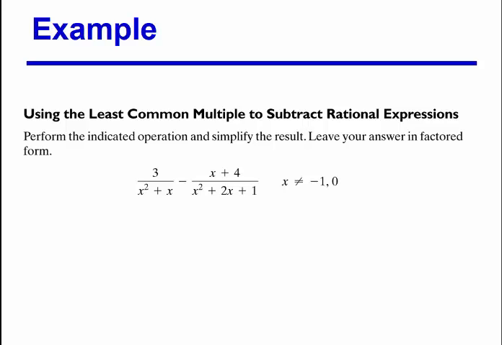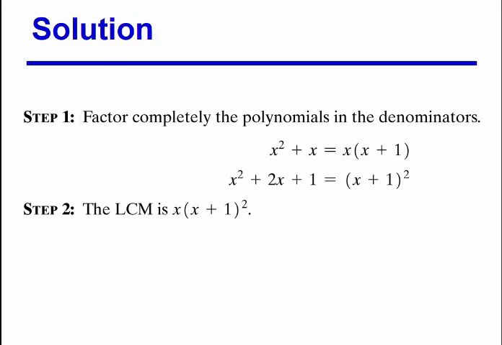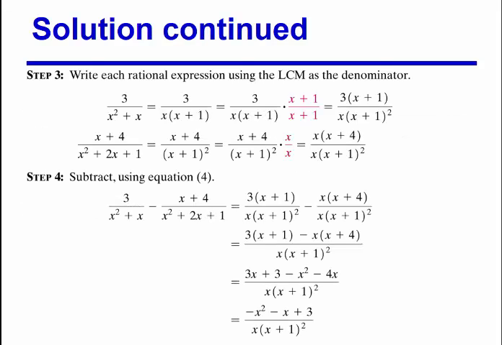So here we have another example. We'll basically do the same thing, and this time we're going to subtract. So we're going to factor out the polynomials in the denominator completely. So the LCM becomes x times (x + 1)². Step 3, we're going to write each rational expression using the LCM as a denominator, so you can see what we do to each one. And then finally, we're going to go ahead and subtract them. These steps are tedious, so you have to be careful as you complete these, because if you make one little mistake somewhere, your final step is going to be incorrect.